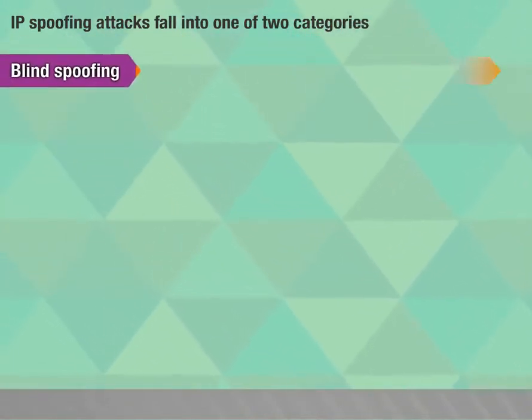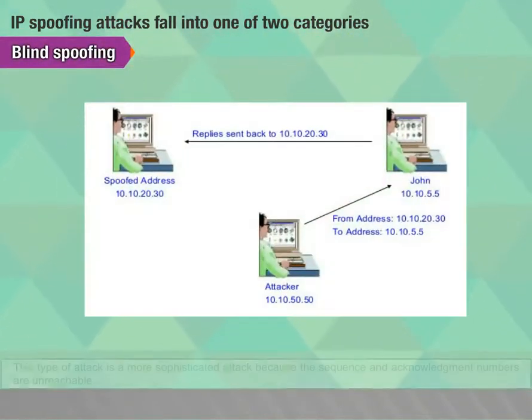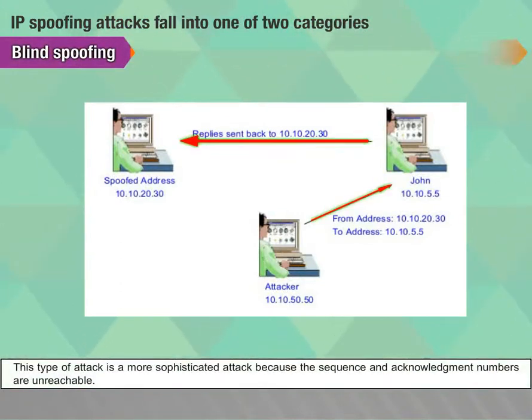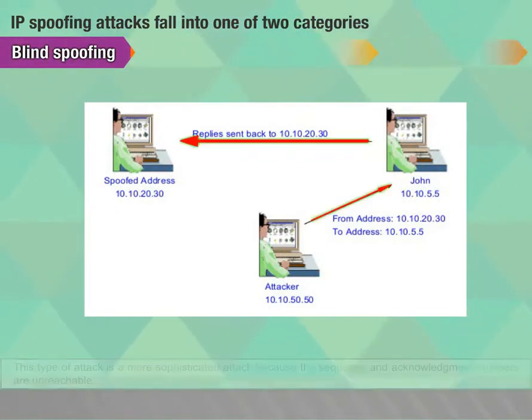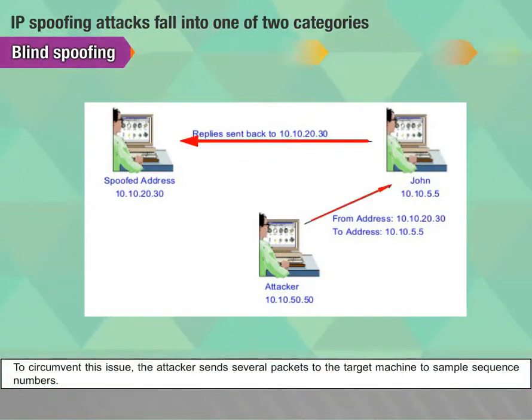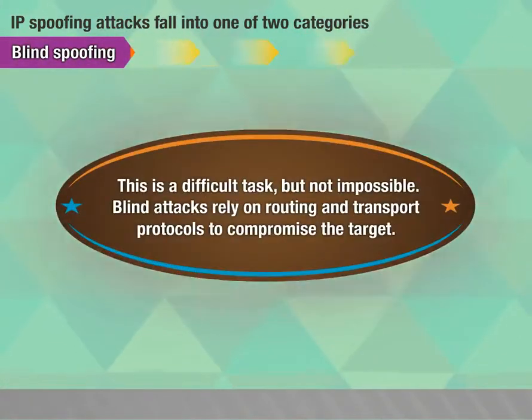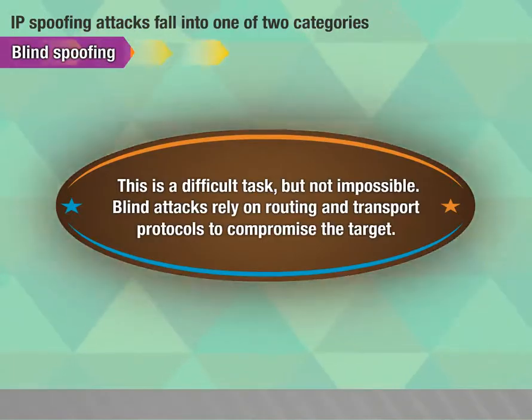Blind spoofing. This type of attack is more sophisticated because the sequence and acknowledgement numbers are unreachable. To circumvent this issue, the attacker sends several packets to the target machine to sample sequence numbers. This is a difficult task but not impossible. Blind attacks rely on routing and transport protocols to compromise the target.